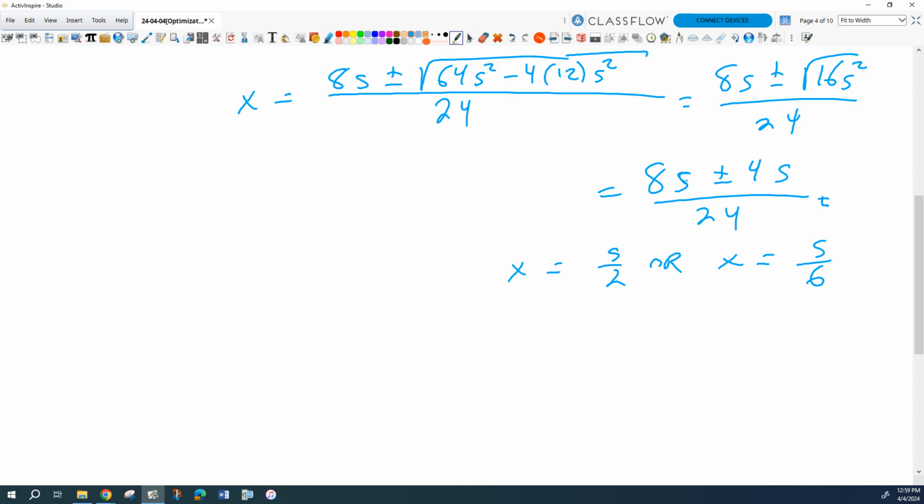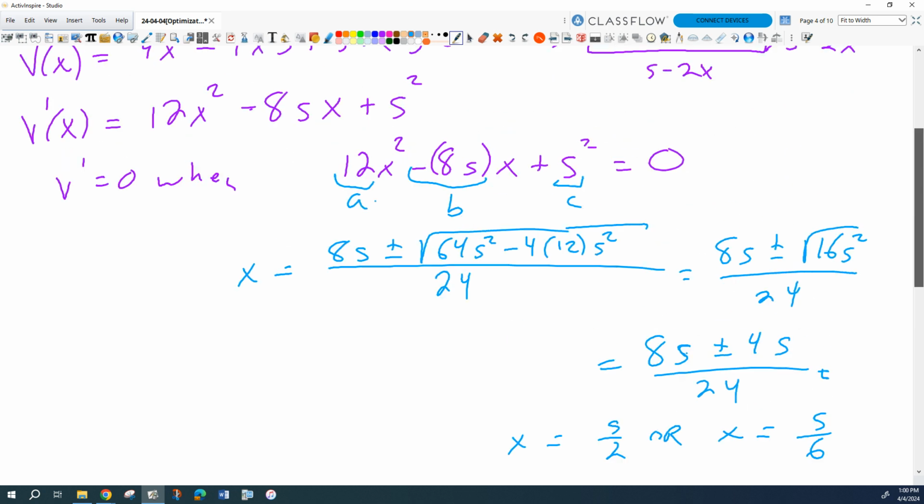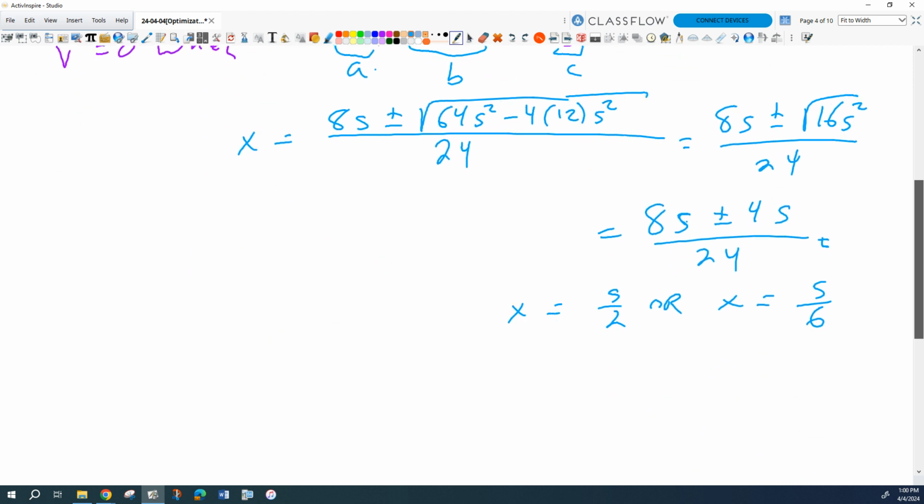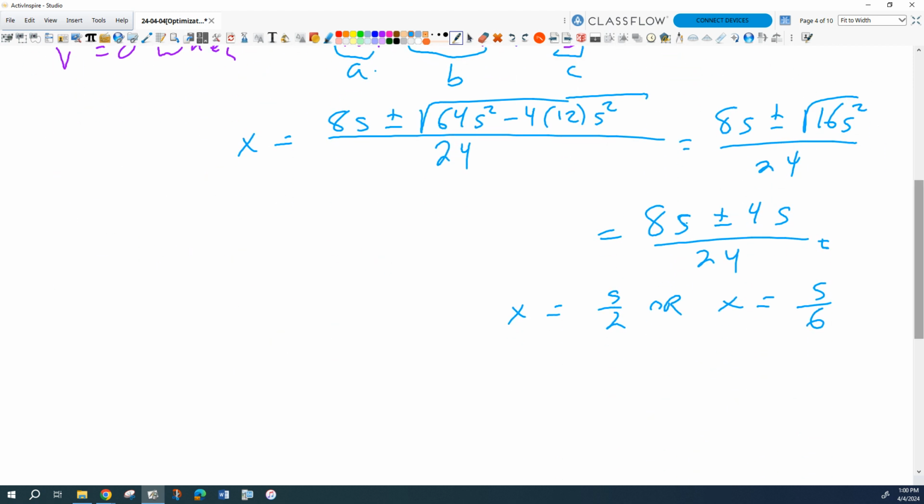right? Only one of those is an interior critical number. Which one? Because look at our domain, right? Our domain just goes up to s over 2. So that's not a useful critical number because it's an endpoint, right? That makes sense? So we only get one interior critical number.